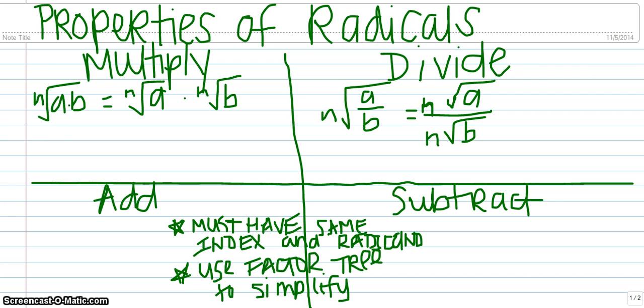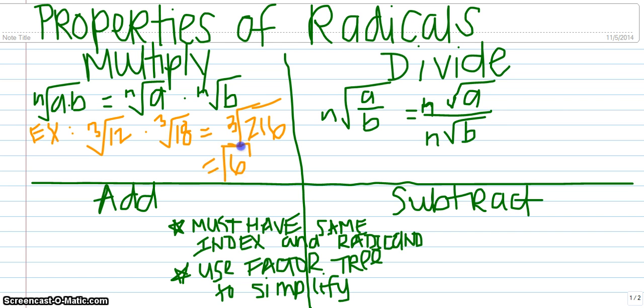If I look at an example of this, I have the cube root of 12 times the cube root of 18. So I just multiply the inside. So I have the cube root of 216. And this is one you need to have memorized. And the cube root of 216 is 6. And that is your final answer for that one.